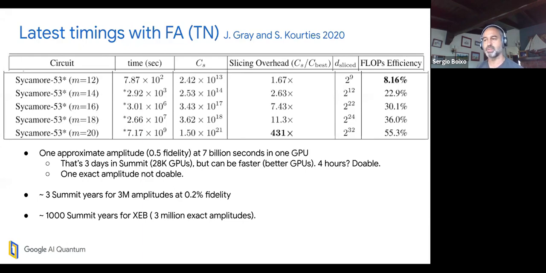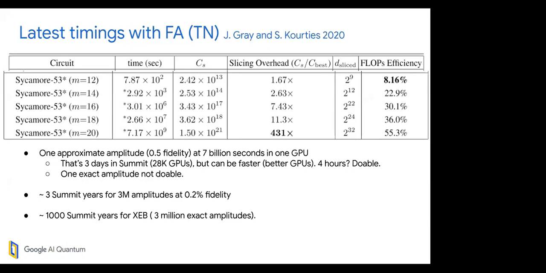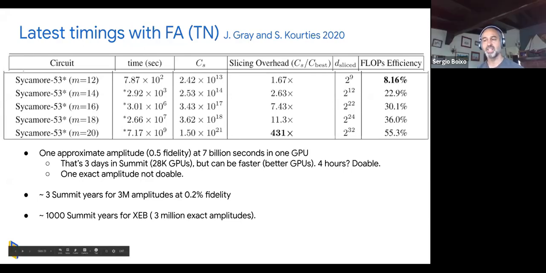So if you want to produce 3 million bit strings for sampling, then you only need to calculate 30 million probabilities. But if you're using this tensor network contraction algorithm, you don't need to calculate ideal probabilities if you only want to sample at 0.2% fidelity. So the computational cost is 500 times cheaper for sampling than for calculating the probabilities exactly.